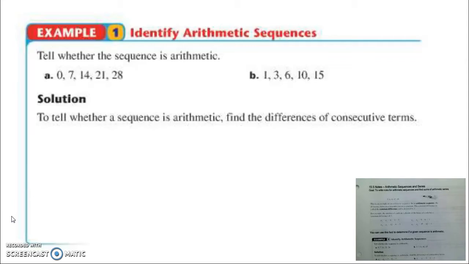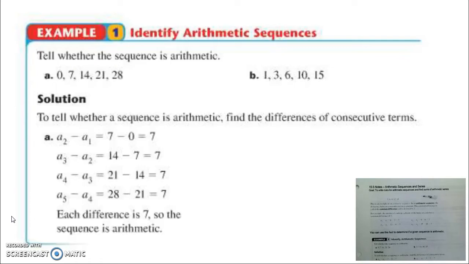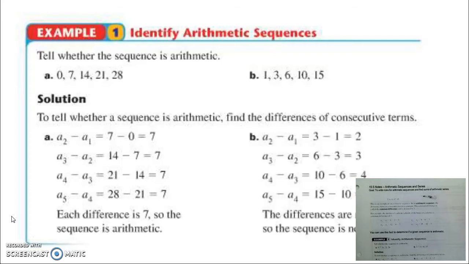And so 0, 7, 14, 21, 28 are our first example. In order to do that, we need to find the difference of consecutive terms. So we start by taking the second term minus the first, 7 minus 0, and we get 7. If we take the third term minus the second, 14 minus 7 is 7. And so forth. If we take each successive term minus the one that precedes it, we get 7. 21 minus 14, 28 minus 21. Every difference is 7. So because the difference is the same, that's a common difference, then we say that sequence is arithmetic.